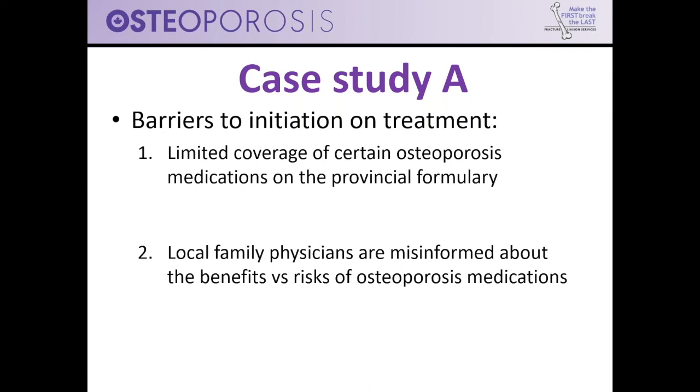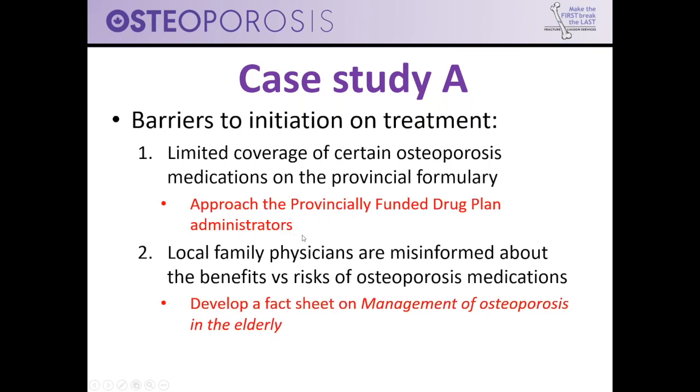Or sometimes the family physicians might think that there's more side effects in older patients than in the younger patients from our drugs, which is not true either. So, in terms of what they're going to do to try and change this, they're going to approach the provincial funded drug plan. They will try to connect with the administrators to make a pitch to see if, in the elderly patients that break a hip, certain drugs could be added to the formulary so that they would now be covered on their provincial insurance plan, the seniors plan.